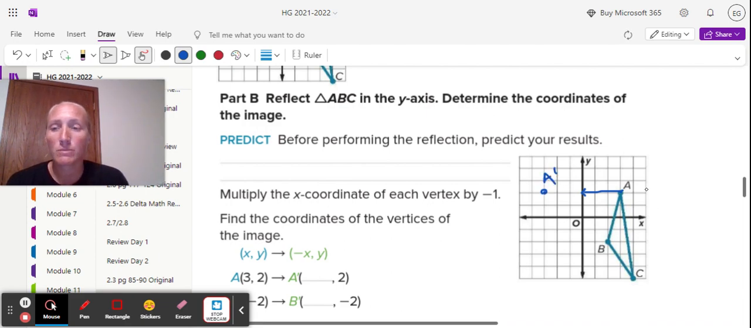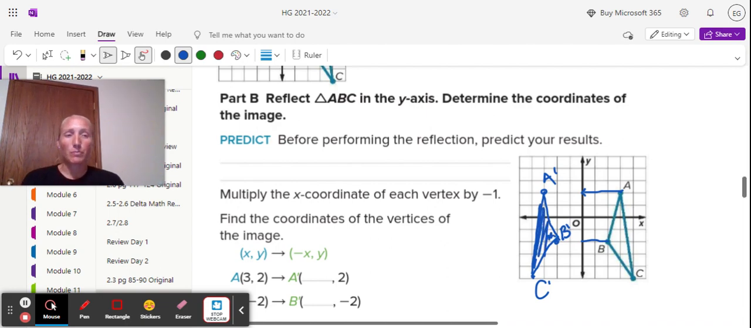And again, A prime tells me that it's my image of A. Do the same thing with B. So B is 2 units this way, 2 units on the other side. That's going to give me B prime. And do the same thing with C. I'm 4 units over. I'm going to get to C prime. I'm going to mark all of those, label all of those pieces, and I'm going to connect the dots. And I have my image there.